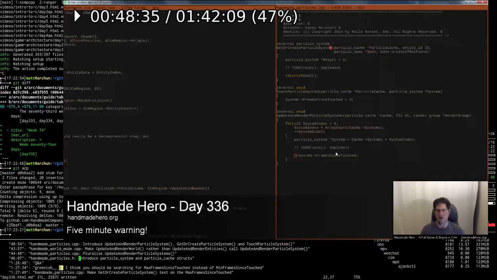And so then when we do get or create particle system, when we loop through to see if we've got a match, we can also see who the oldest particle system is, and then we can replace that particle system. Now there's a caveat here.